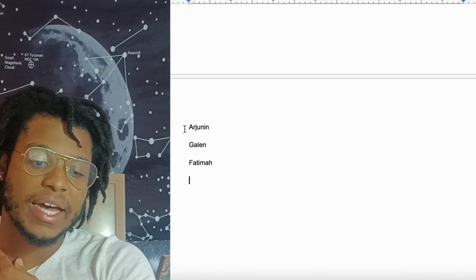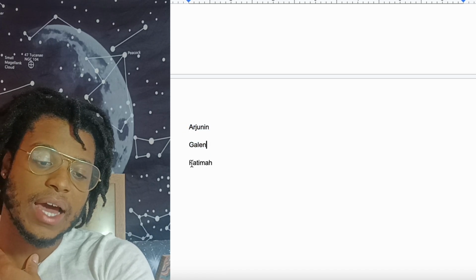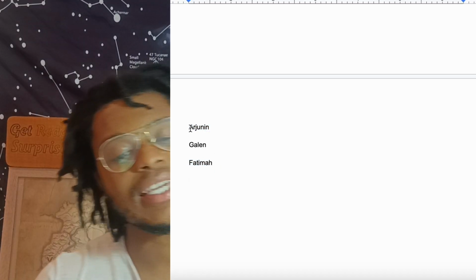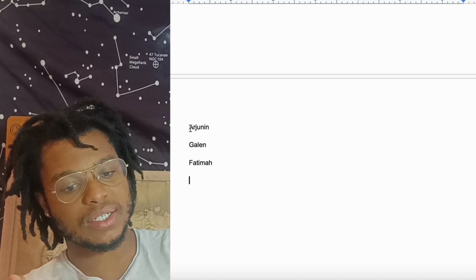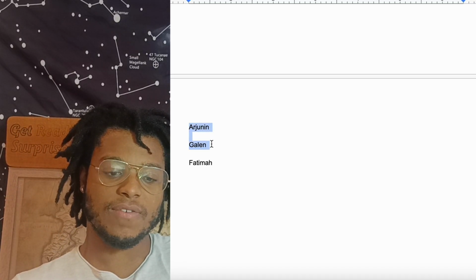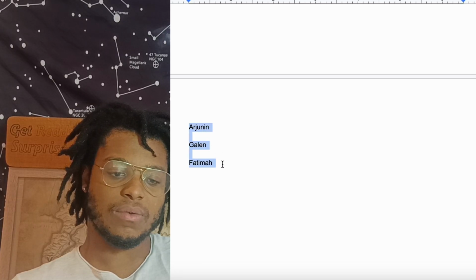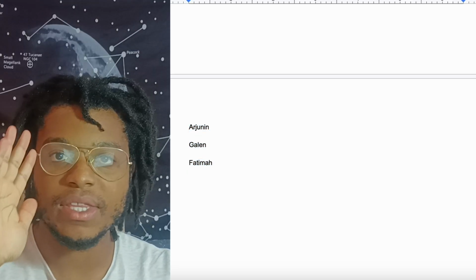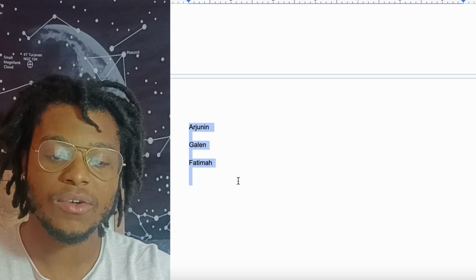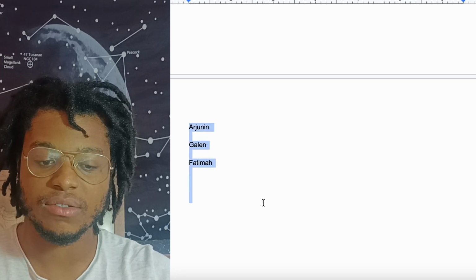In the previous version, I had two POVs, Arjunin and Galen. I think I may add Fatima, who is Arjunin's mother. I think it can work with these three POVs for now. The way I'm thinking about it is each one of these characters has their own story. So technically each one could be maybe a novella by itself. Put together, it's going to create the whole novel.